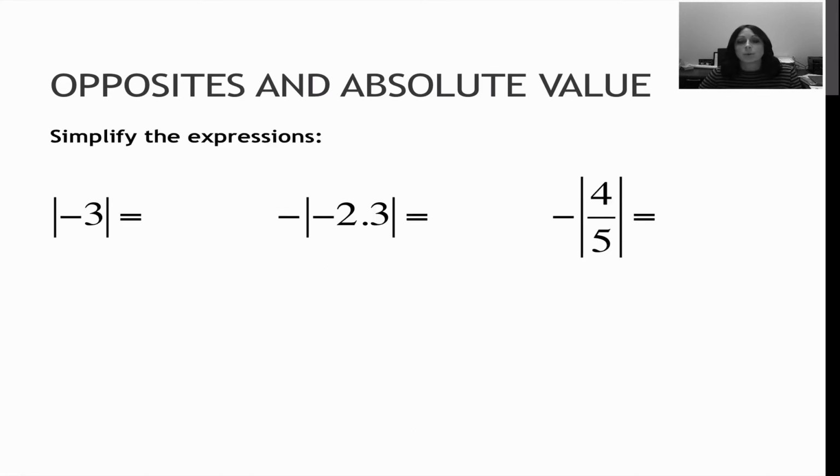Here are a couple I'm going to try with you, and then on the next screen you're going to try a few on your own. So here I've got the absolute value of -3. Again, because it's inside the absolute value bracket, it's going to turn that into a +3, so that's my answer. Here I've got an opposite and an absolute value. So first I'm going to look at the absolute value of -2.3, and that is +2.3. And I still have this negative on the outside that tells me do the opposite of whatever your answer was, and so my final answer is -2.3.